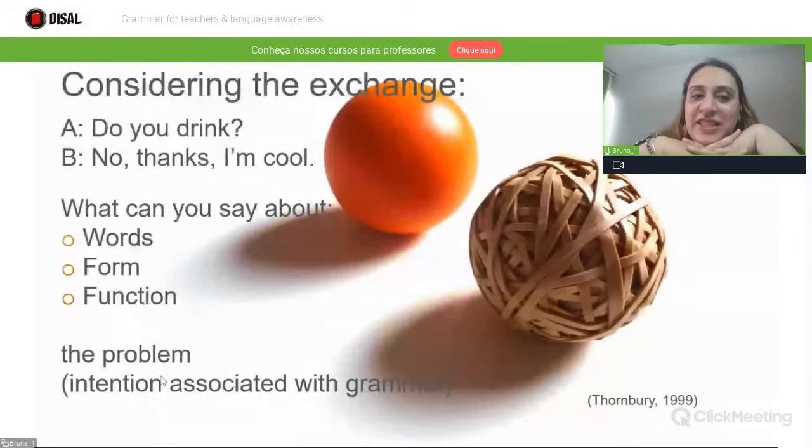Let's think of this exchange. If a person asks you, do you drink? And then you answer, no thanks, I'm cool. What can you say about this exchange? Is it correct? Do you drink? No thanks, I'm cool. It is an offer, yes. But when we want to offer something, we use do.